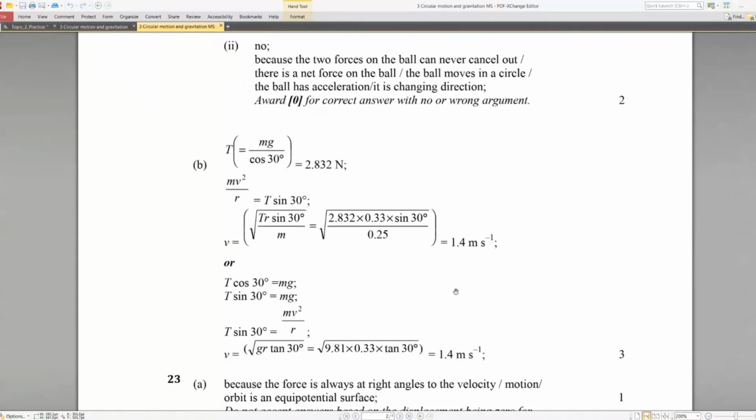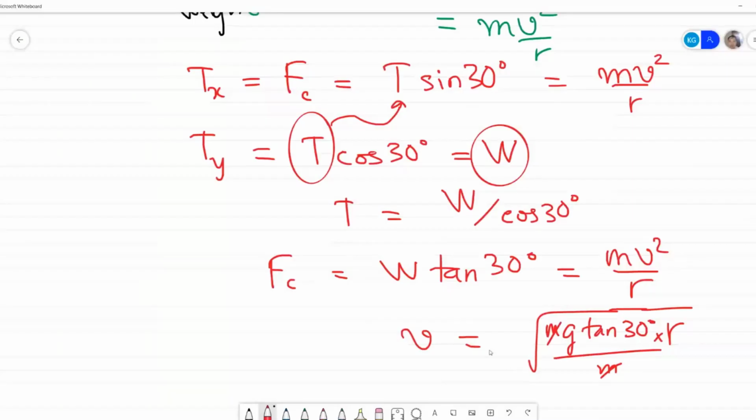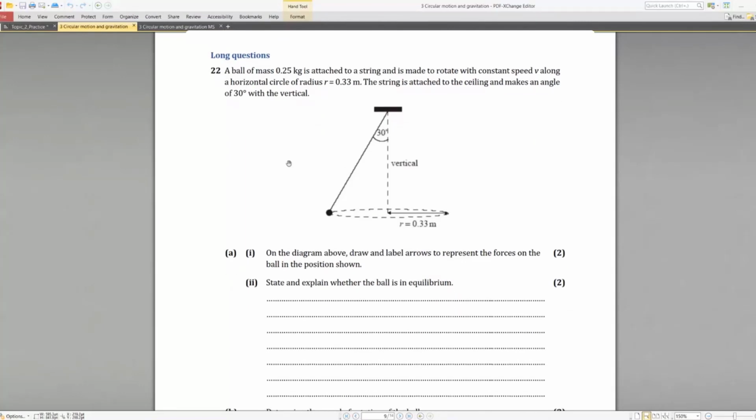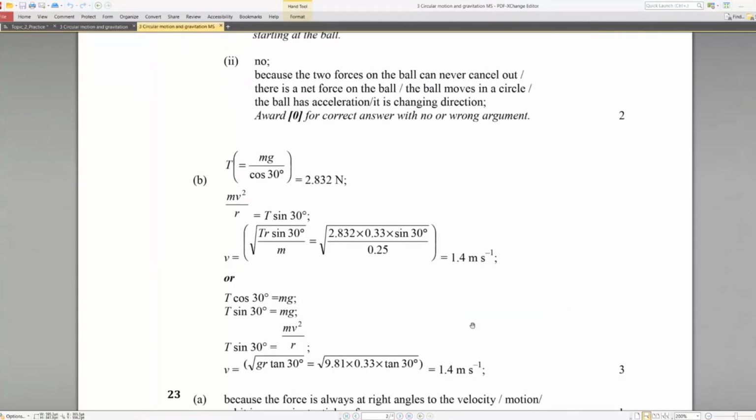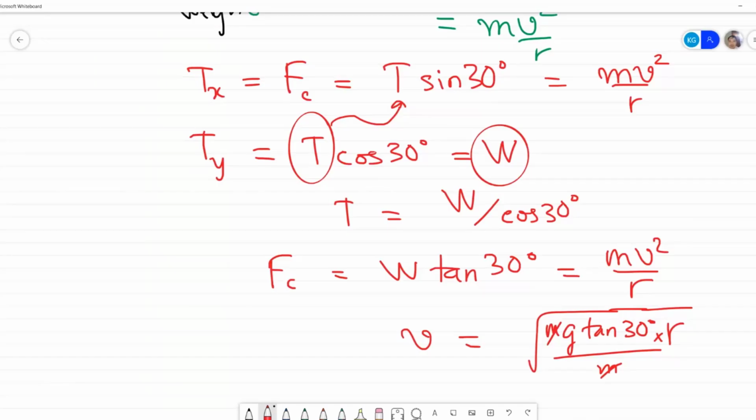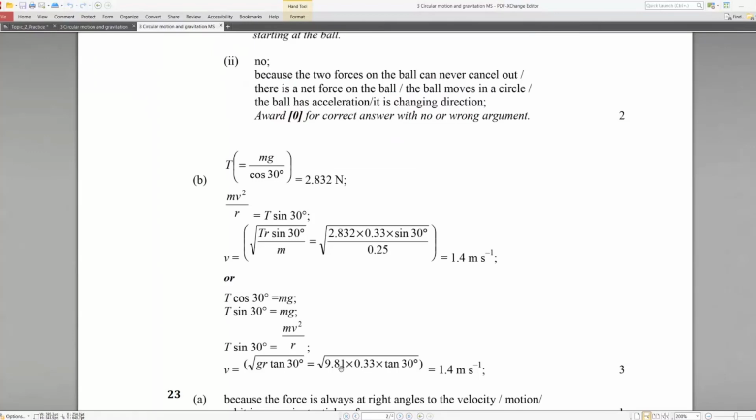Okay, let's do your calculation and check if it is correct with the mass scheme. I got 0.785. The answer is 1.4 meter per second, the same as my equation. g tan 30 times r, g is 9.81, r is radius 0.33, and tan 30. Oh yeah, I got 1.36, which is 1.4.